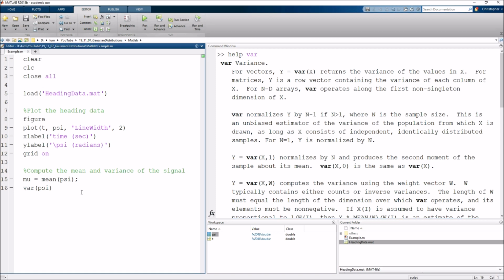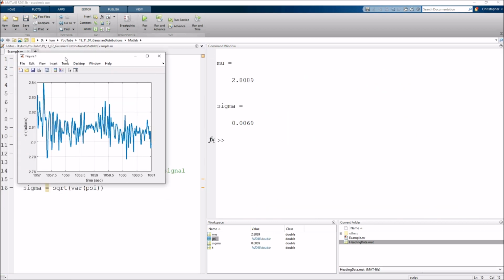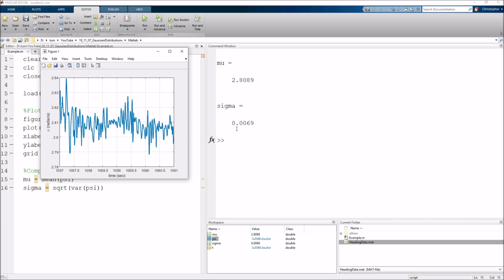I actually don't want the variance. You remember up here in all of our examples, we were playing with standard deviation. So I'm going to take the square root of this variance to get sigma. There we go. This gives us the mean and the standard deviation. Let's remove the semicolon so we can see the results. And we see the mean of this signal is about 2.8 radians, and sigma is about 0.0069.